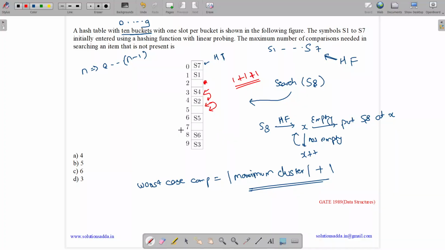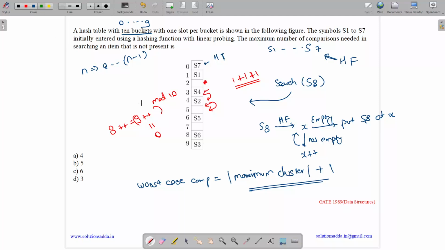And in a case when we get to the last of the hash table, then we take the modulus. Suppose X was 8, then we do 8 plus plus, we get 9. Then we do 9 plus plus. So every time we take modulus with the size of the hash table, mod 10. So 8 mod 10 is 8, 9 mod 10 is 9. Then 9 plus plus is 10, 10 mod 10 is 0. So again we start checking from the beginning.